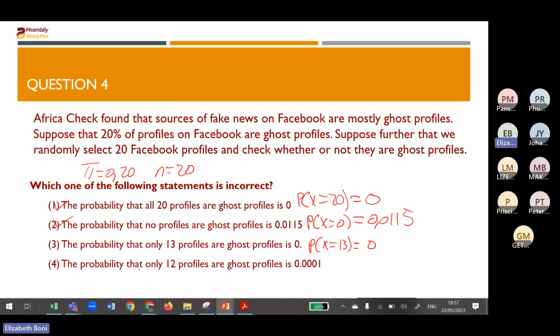The probability that all of them are correct. Maybe I'm missing some. Option 5, none of the above.